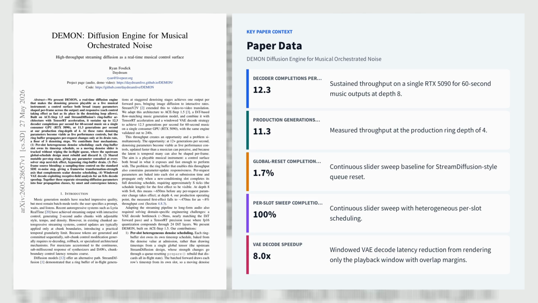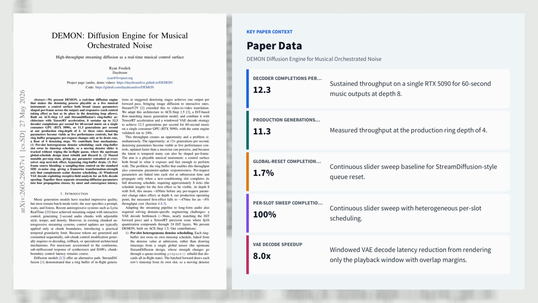Its main novelty is a latency taxonomy for controllable diffusion. Per-request parameters such as scalar denoise still obey an S-tick drain floor, but Daemon introduces per-slot heterogeneous denoise scheduling, so a moving slider does not wipe in-flight generations. Shared mutable per-step state for controls like SDE source blending, guidance, and X0 target morphing takes effect on the very next denoising tick, and a windowed VAE decode cuts decode latency up to 8x by rendering only the playback window with overlap margins.